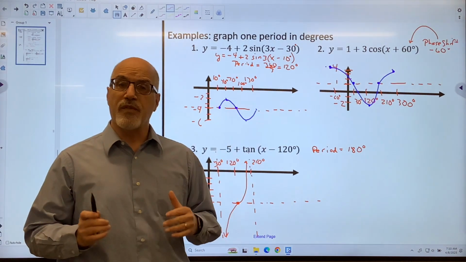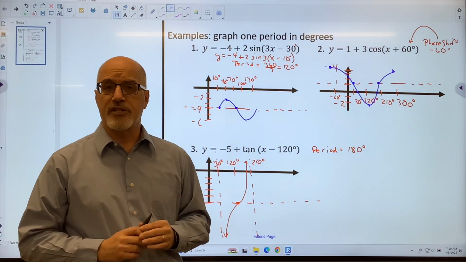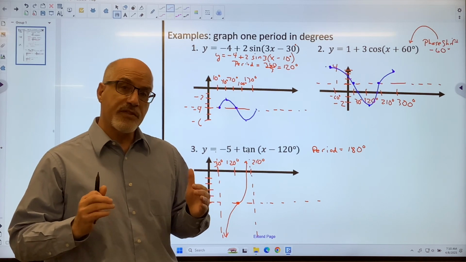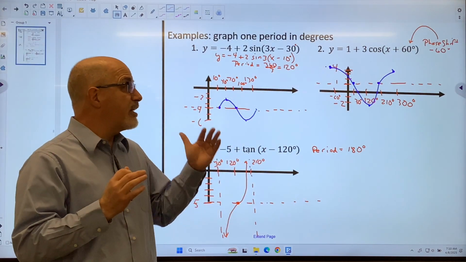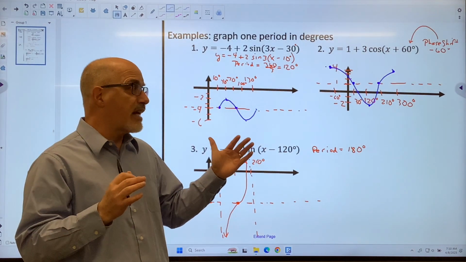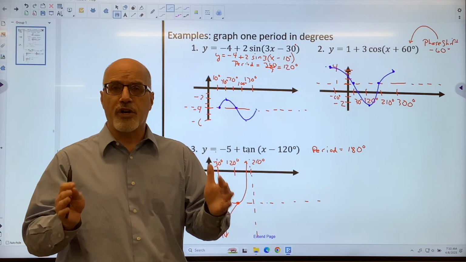So for this lesson, we've added in translations to the graphs. Vertical shifts up and down and horizontal shifts side to side. And then we can do all of the trig functions using that information from those new starting points.